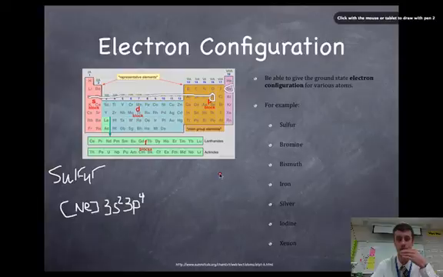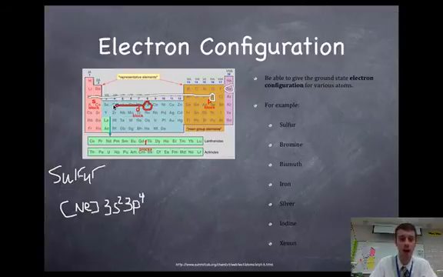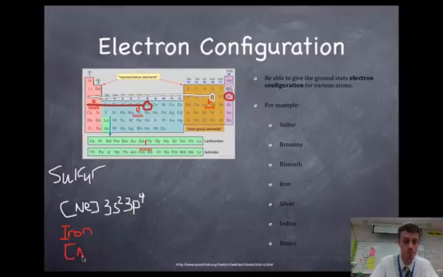Let me do one that might be a little bit tougher, like iron. Okay, so let's look at iron. I'm going to go to the noble gas that comes before iron. So I'm going to go backwards to the noble gas before iron. That happens to be argon. So if I'm doing iron, I have argon. Here's my noble gas before, and I'm going to put that in brackets.